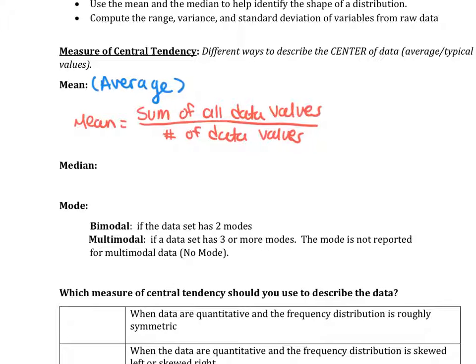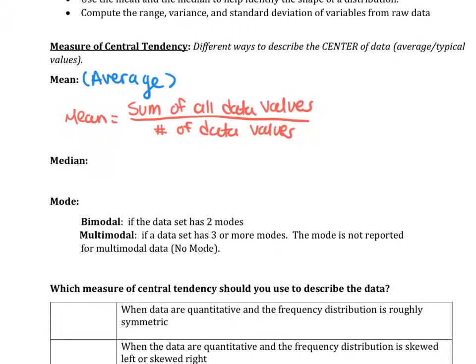Okay, we have two different symbols that we use to represent mean. The main one is we have an X with a bar on top. This is called the sample mean. And this is what your calculator uses when it talks about mean.